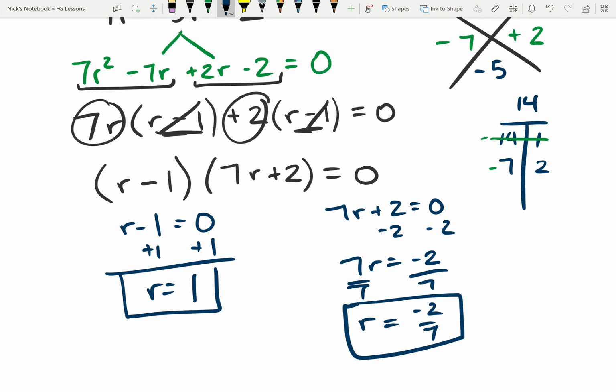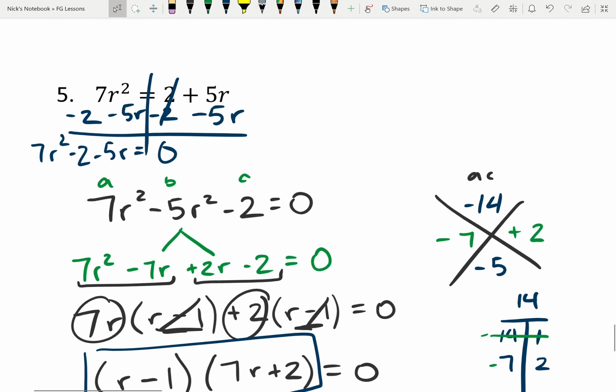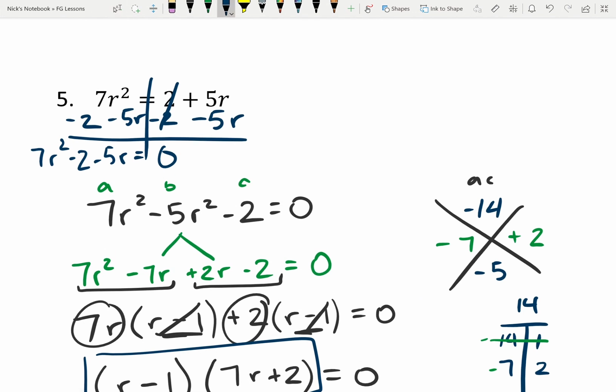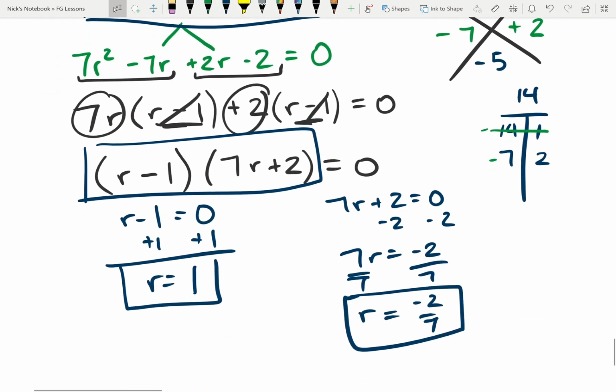There we go. Again, one way you can double check this, just redistribute. Right here, you can redistribute this, and you should get the same exact thing as what our original problem said, or I guess right here. It should match what we get right here. All right, there you go. That's number 5.